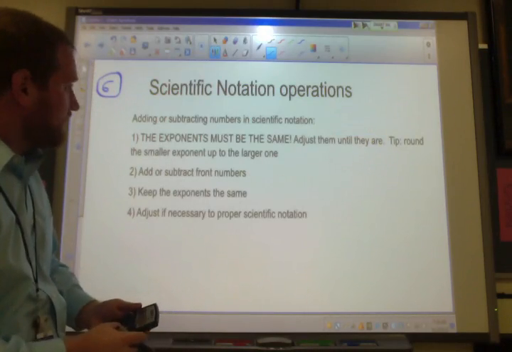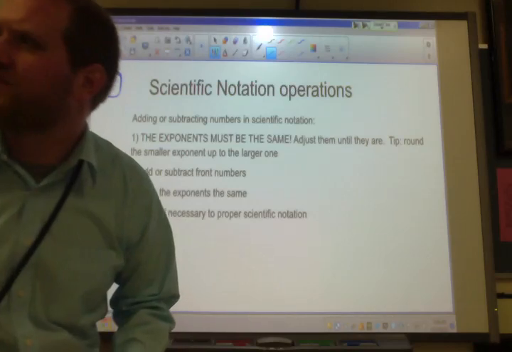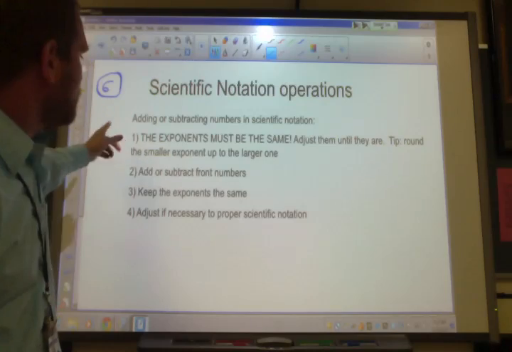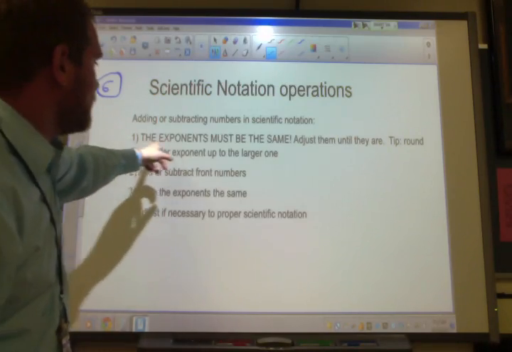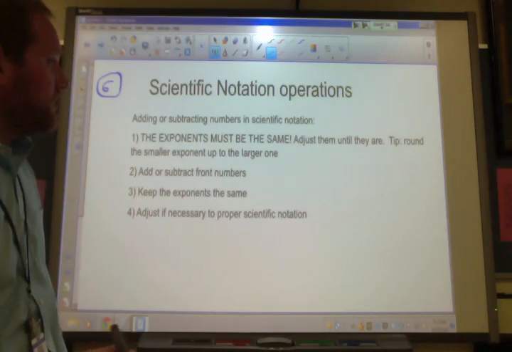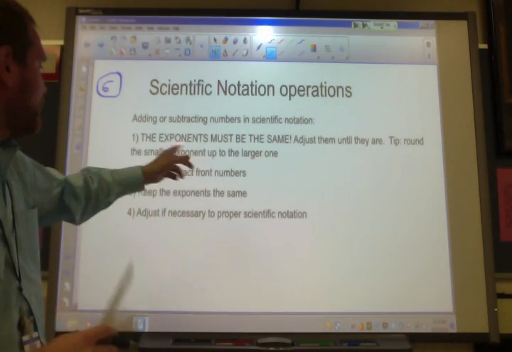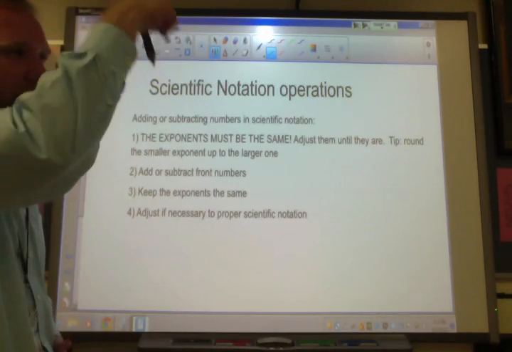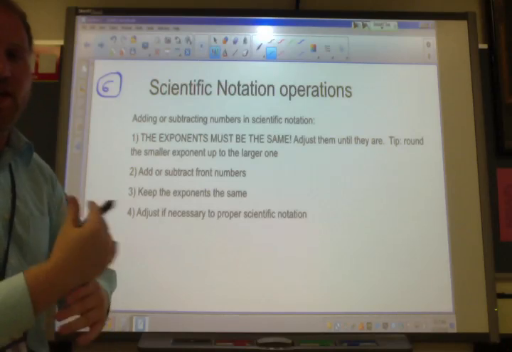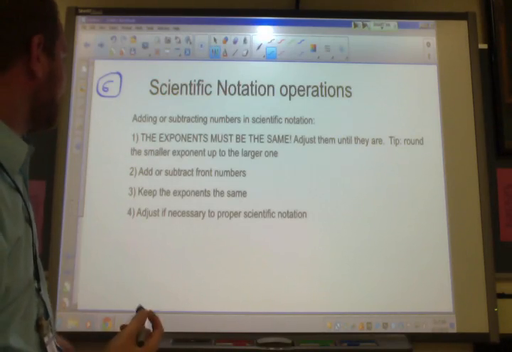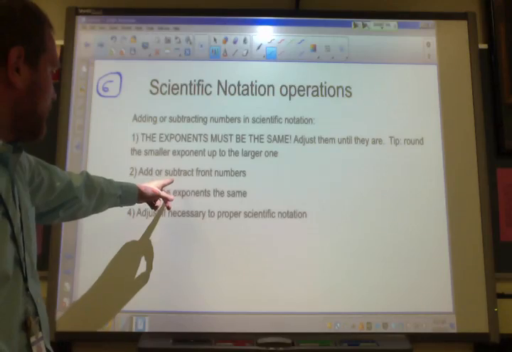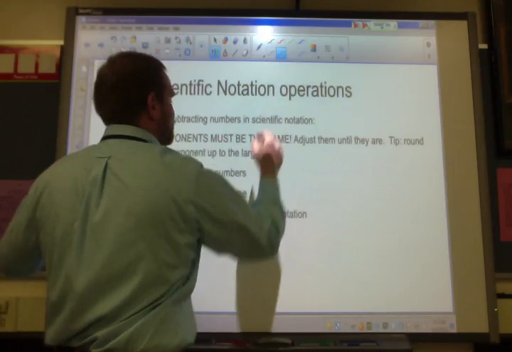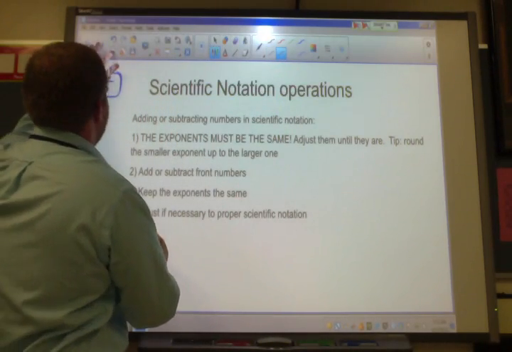Adding or subtracting numbers in scientific notation. Okay. The number one most important rule here, the exponents must be the same. Adjust them until they are. My tip, round the smaller exponent up to the larger one as opposed to the larger one down. You get the same answer, but you have to take an extra step of adjusting it at the end. Add or subtract the front numbers, keep the exponents the same, adjust if necessary. So, let's do this on a separate slide.